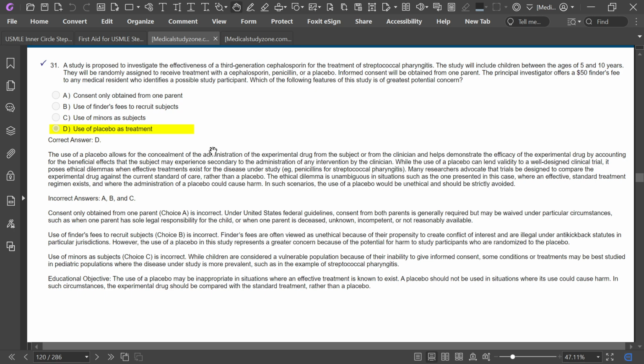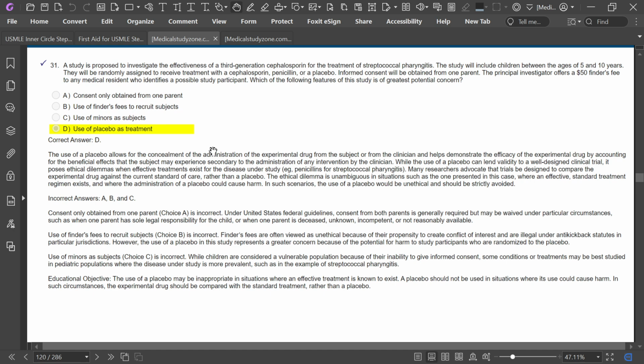You read B and C. I don't understand this. What they are trying to mean is that they should just compare cephalosporin with penicillin. We know penicillin is what we use for strep pharyngitis, and they want to test the new drug, which is cephalosporin. They should just compare the two.